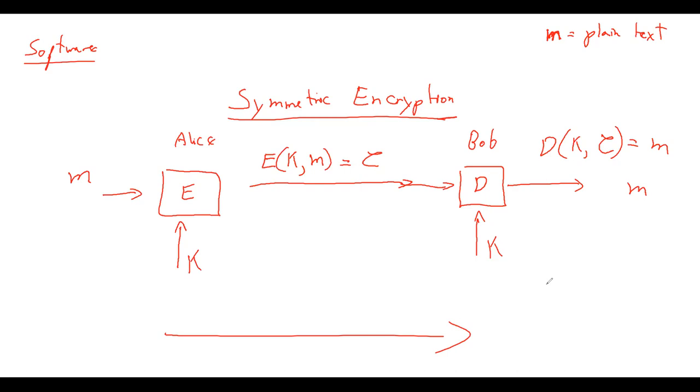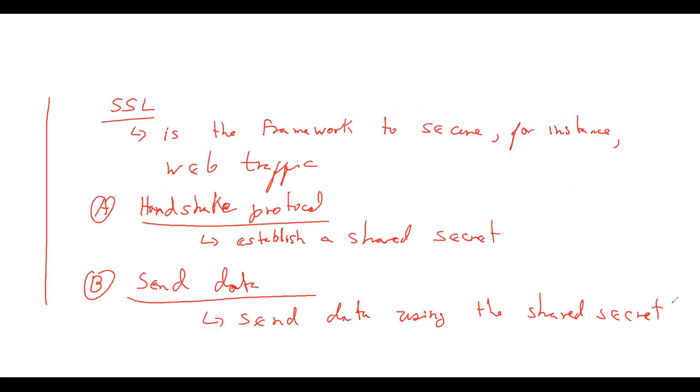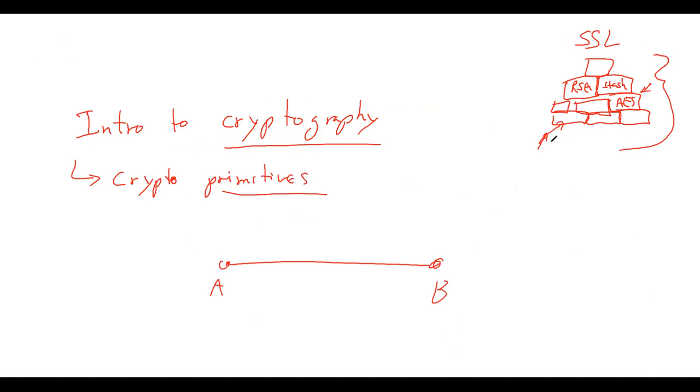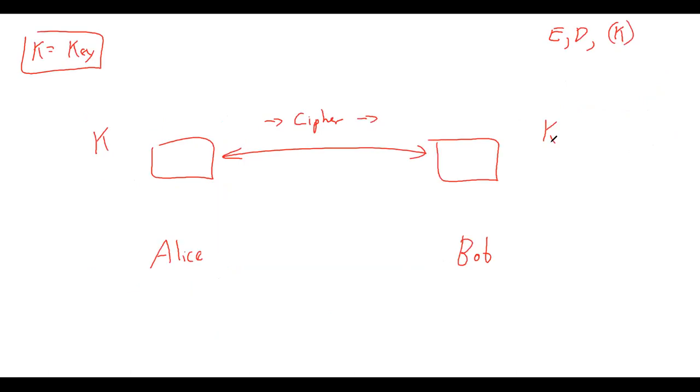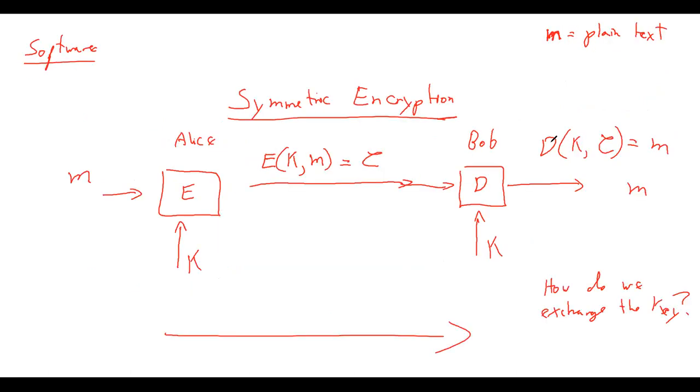So that's one of the challenges. How do we exchange the key, right? That secret key. How do we do that? So that's one of the primitives that we will talk about. So remember, one of the primitives of this is we have to figure out how to exchange that secret key to achieve certain security goals. And so that will be part of the primitives that we need to learn.